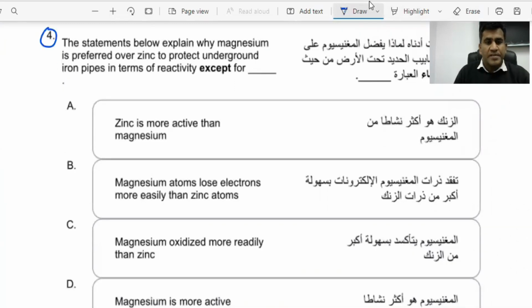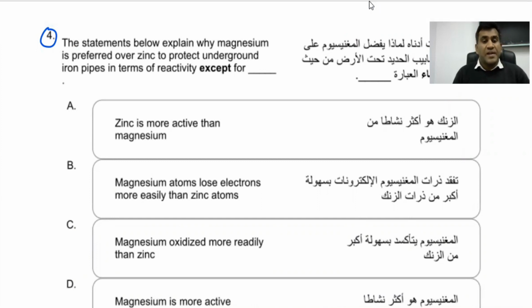Question number 4 here is, the statements below explain why magnesium is preferred over zinc to protect underground iron pipes in terms of reactivity, except for. So we have to find the reason why magnesium is preferred over zinc. So first let's try to understand what this represents.